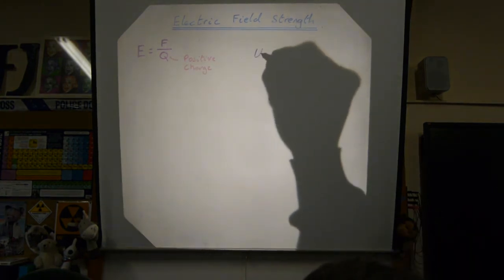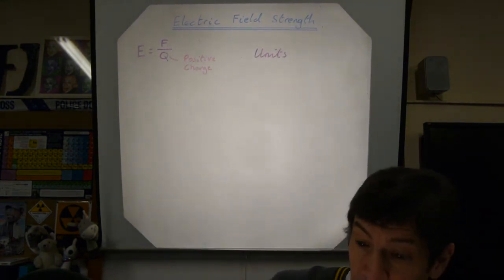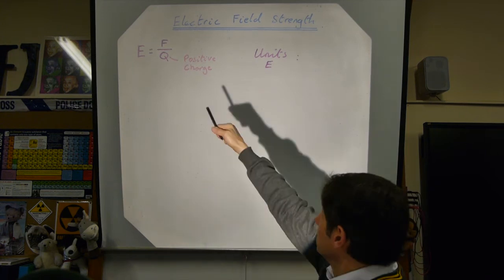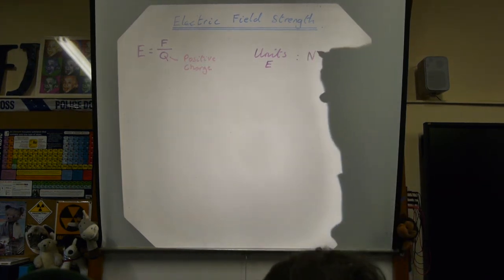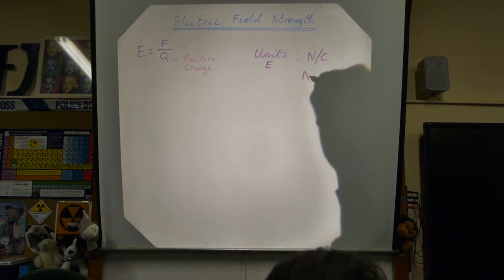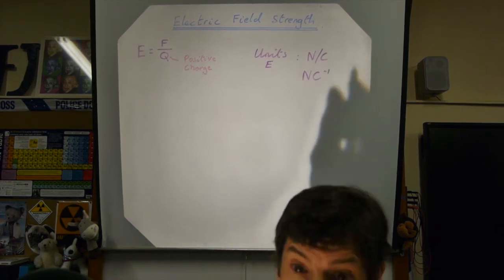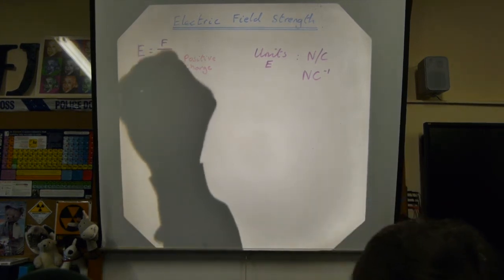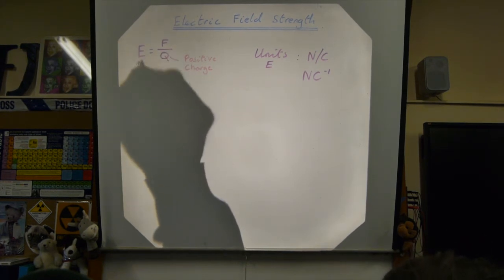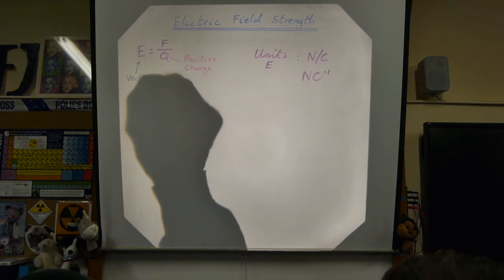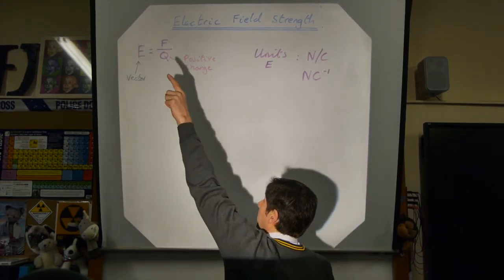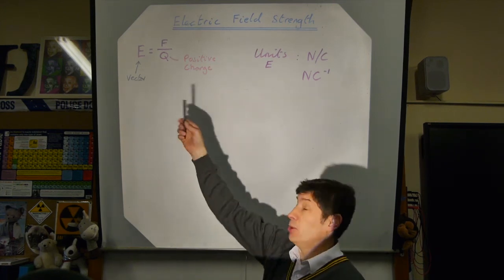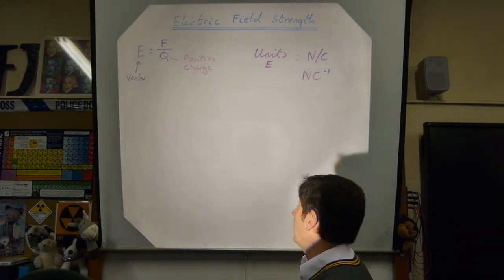The units, you can write them in a number of ways, but the units of E will be newtons per coulomb. Well, let's do this properly: newtons, coulombs to the -1. And I'm just going to indicate on here that the electric field, you'll remember to put arrows on it, is a vector quantity. You never seem to have problems putting arrows on forces, but people forget when they're asked to draw a field, they forget to put on the arrows to show which way the field vector points.